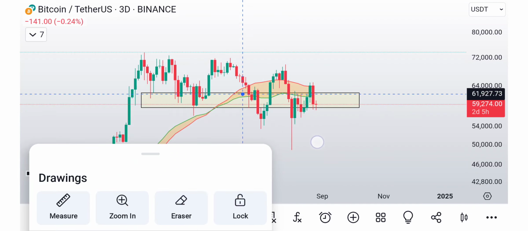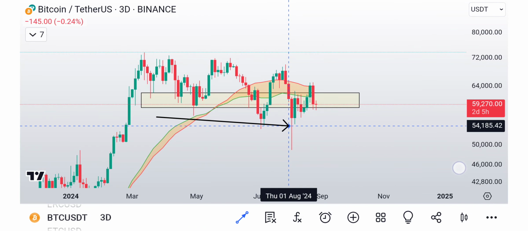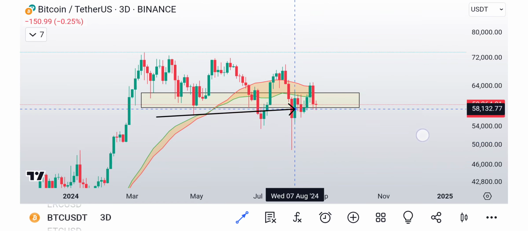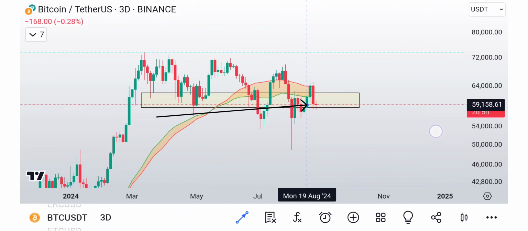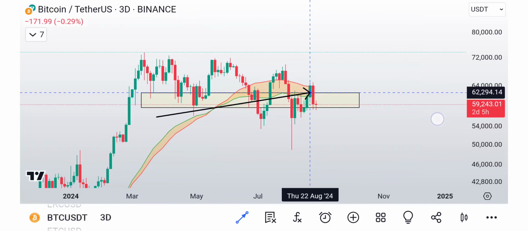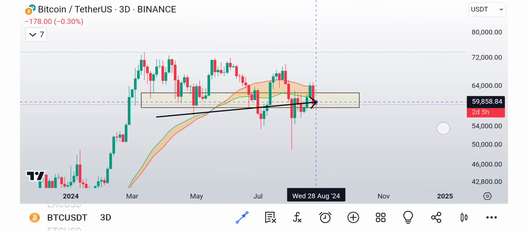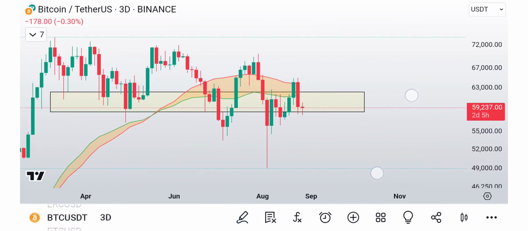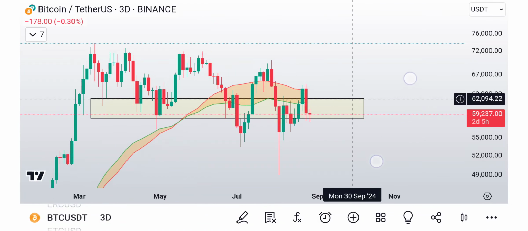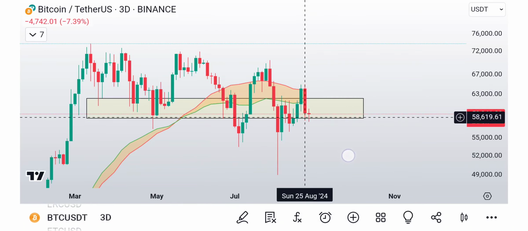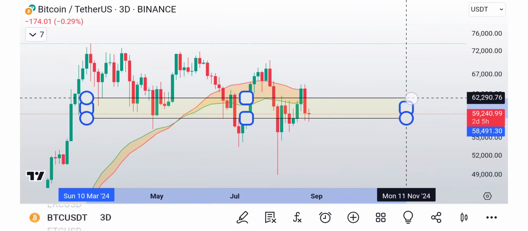We came down, and now we're back up to the point where we broke down from. So we're back underneath the bull market support band. That's another bearish thing, is we're back below the bull market support band. We need to get back above that quickly.